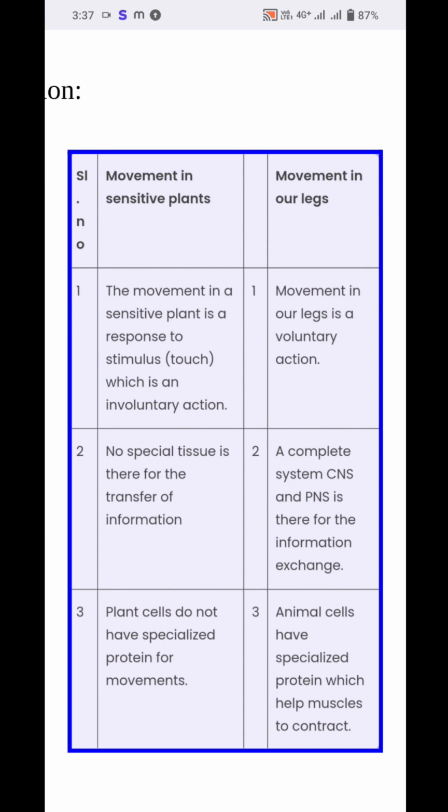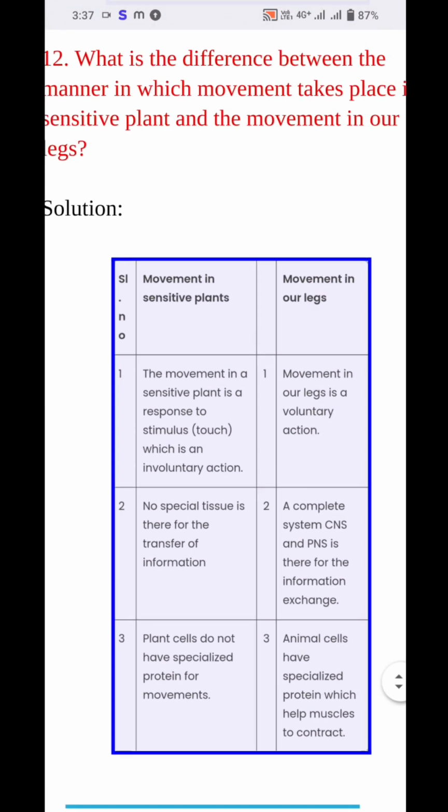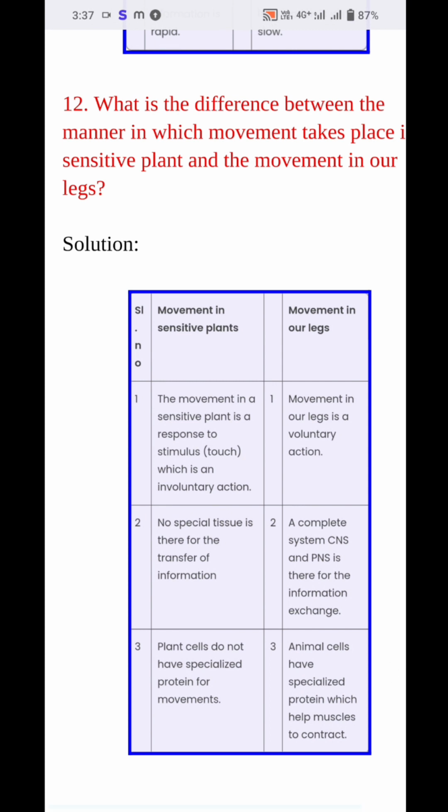In plants, no special tissue is there for the transfer of information. In animals, a complete system, the central nervous system and peripheral nervous system, is there for the information exchange. Plant cells do not have specialized proteins for movements. Animal cells have specialized proteins which help muscles to contract.